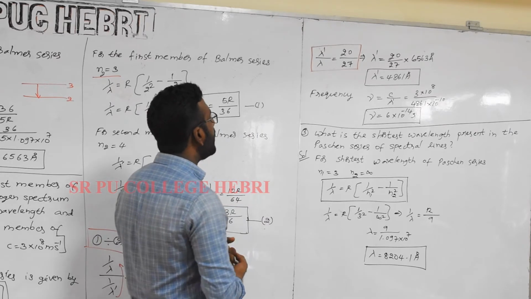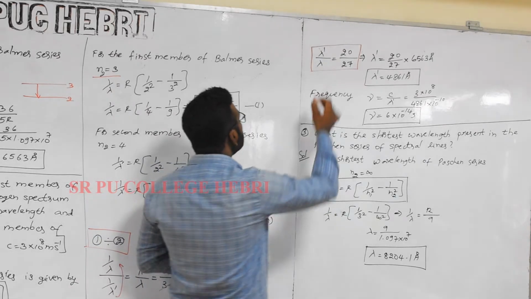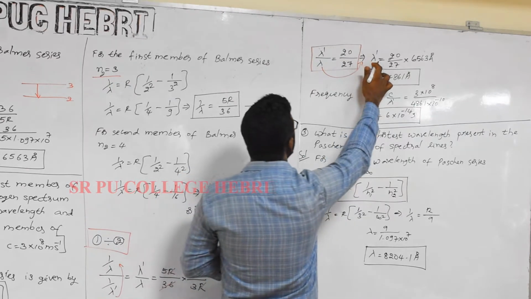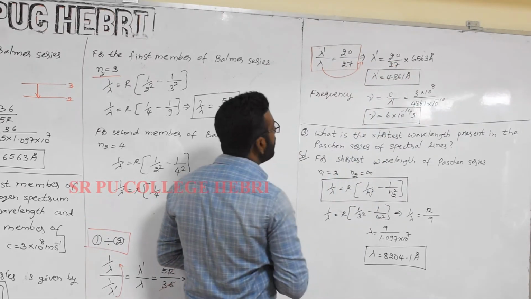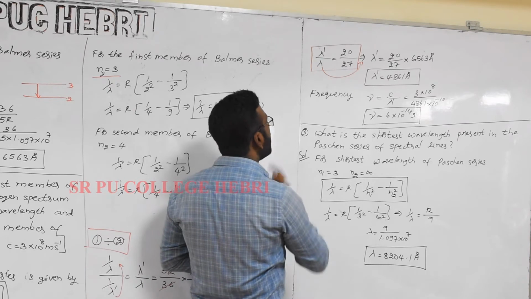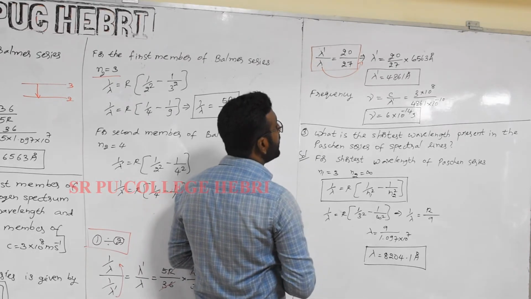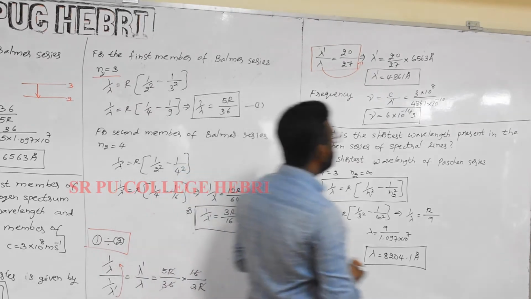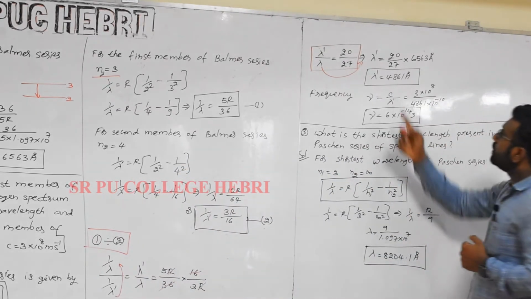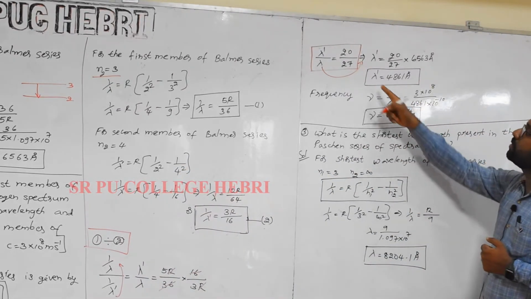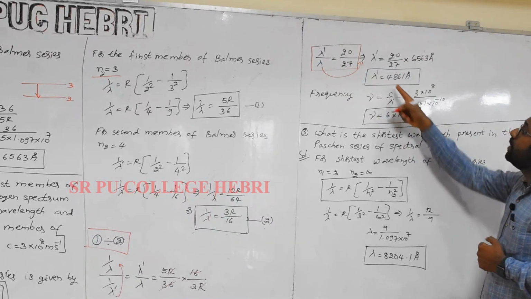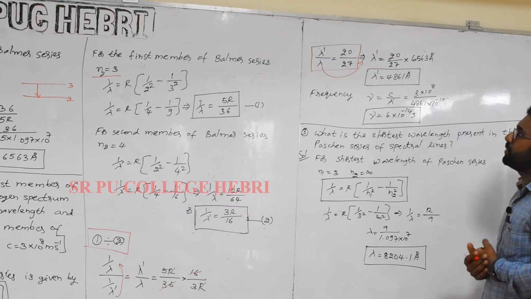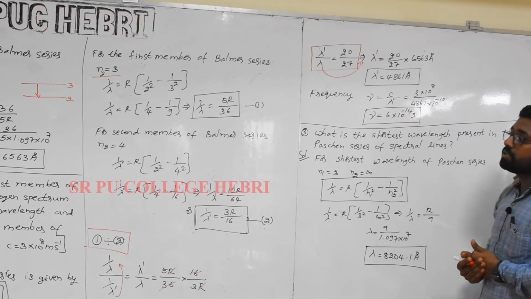Now how to find out lambda dash? Just take this lambda to the right hand side. Now lambda dash is equal to 20 divided by 27 multiplied by lambda, that is 6563 angstrom. Do the calculation, and you will get lambda dash equal to 4861 angstrom.